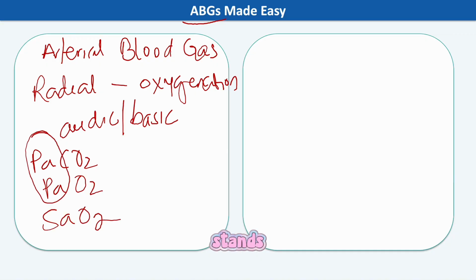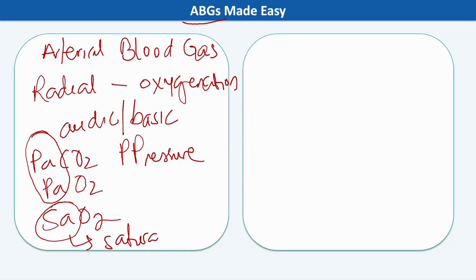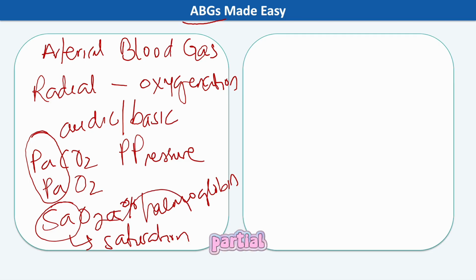So Pa stands for partial pressure, and Sa stands for saturation, right? So SaO2 measures the percent of hemoglobin carrying oxygen. And the partial pressure in the arterial blood means the pressure a single gas exerts while dissolved in the arterial sample, and the partial pressure is measured in millimeters of mercury.